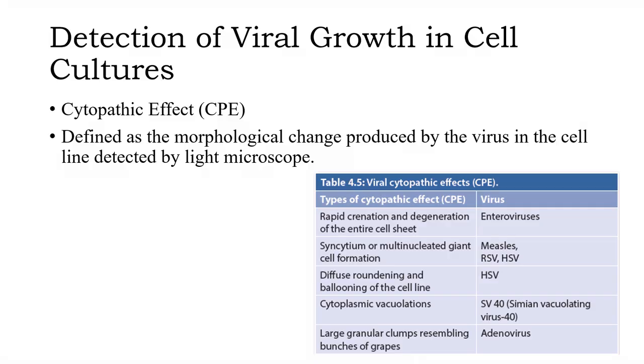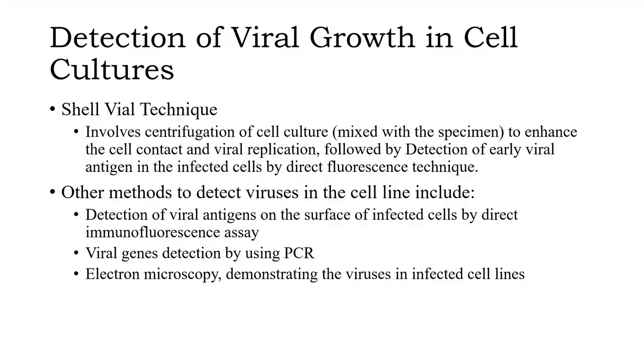Now, how do you find out whether the virus has grown or not? You look for what is called the cytopathic effect, that is, the changes these viruses have caused in these cells when they are inoculated. For example, you might have cytoplasmic vacuolations, or large granular grape-like clumps in adenovirus, or cells rapidly becoming shrunk and degenerated in enteroviruses, or syncytium formation or multinucleated giant cells in viruses like measles, respiratory syncytial virus, and herpes simplex virus.